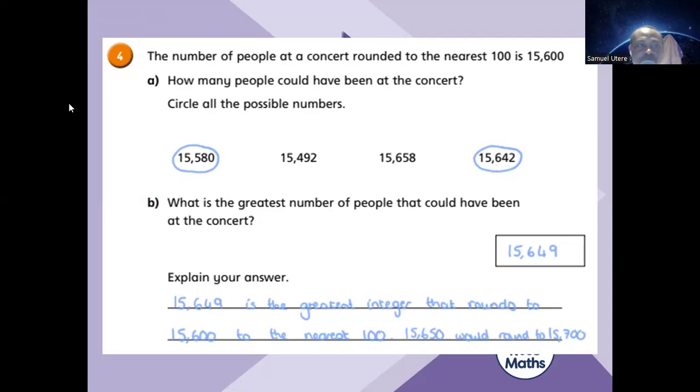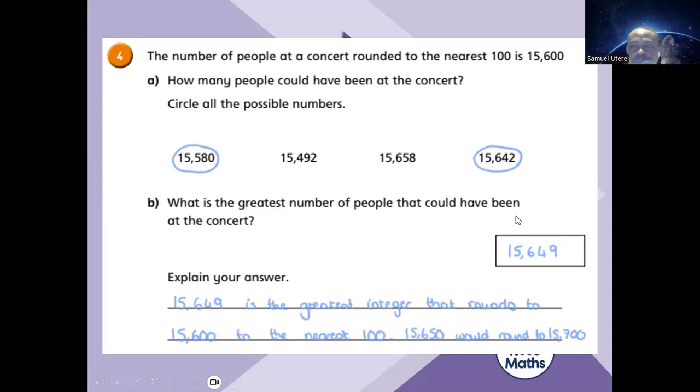All right, just to show that again, we're rounding to the nearest 100, so we can look at the tens. That one can round up. Okay, can make that one round up. This would not work, because that will not give us 15,600. This will not work because this will round to 15,700. Okay, so it's these numbers.